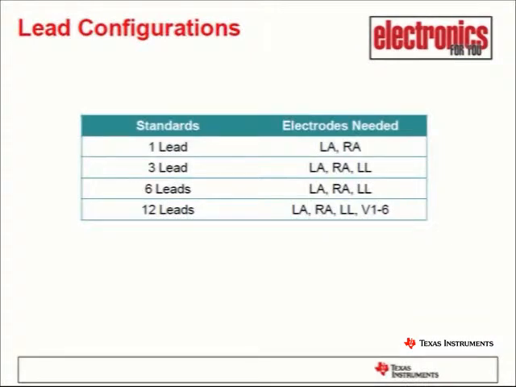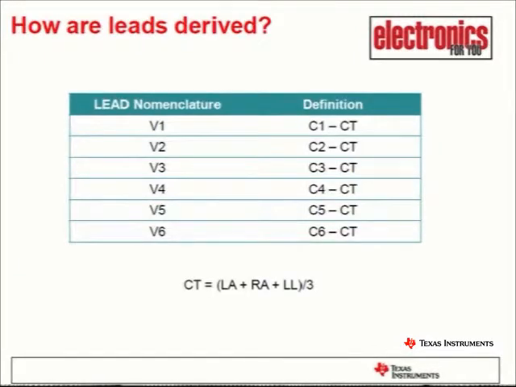In case of a 12-lead ECG, 10 electrodes are used. Each electrode will have a specific name. The electrodes which are connected to the limbs are known by RA right arm, LA left arm, RL right leg, and LL left leg. The electrodes which are connected to the chest are known by V1 to V6.